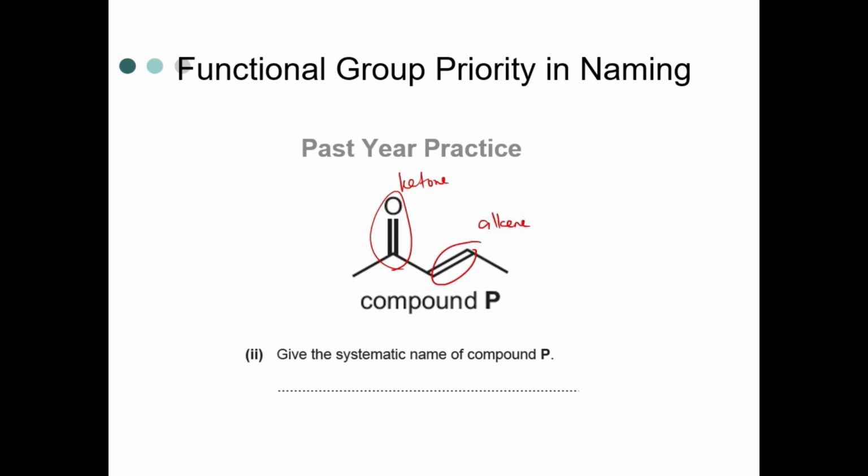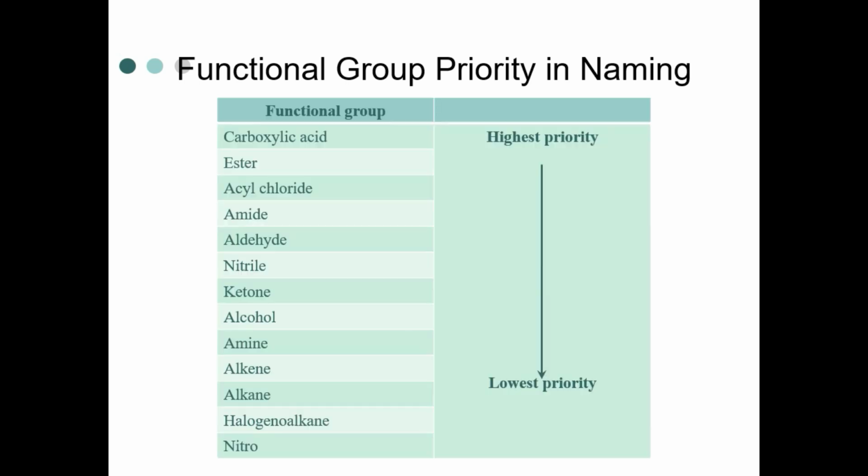So we should name it based on ketone by using ketone as the parent name or alkene as the parent name. It depends on the functional group priority. Now this will be the functional group priority in naming organic compounds. Carboxylic acid always has the highest functional group priority. So as long as you see COOH in a molecule, the name of that compound will end with carboxylic acid.